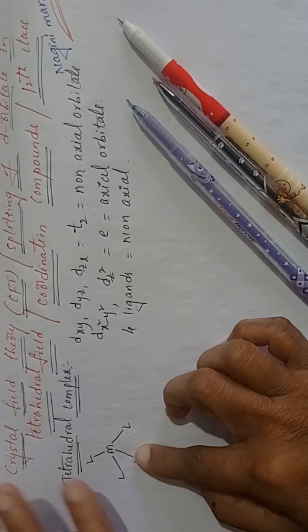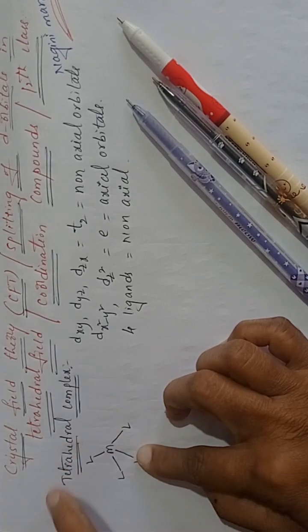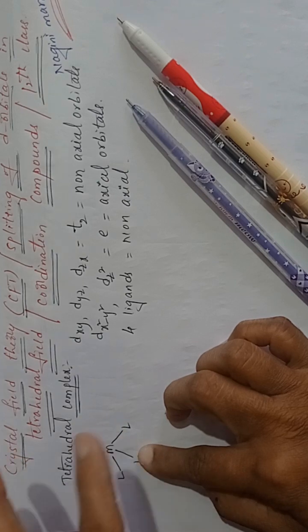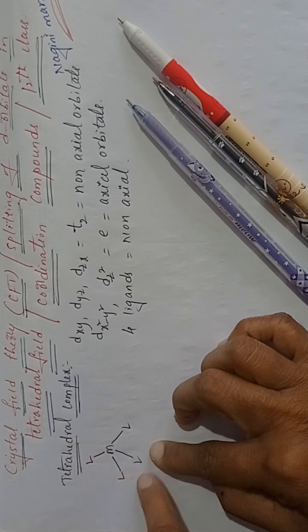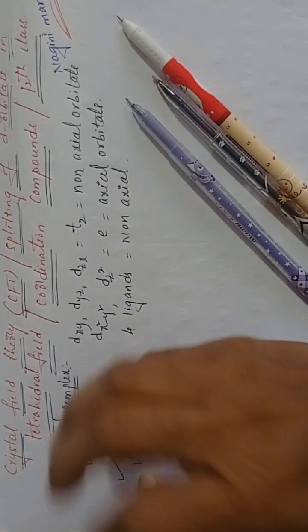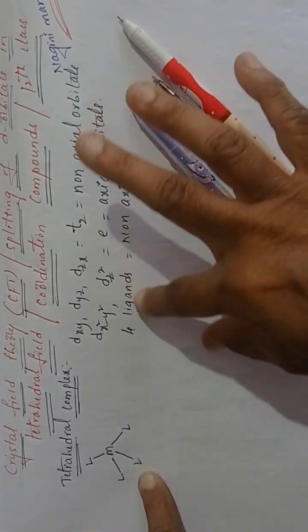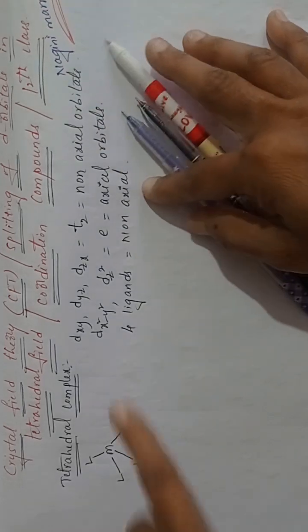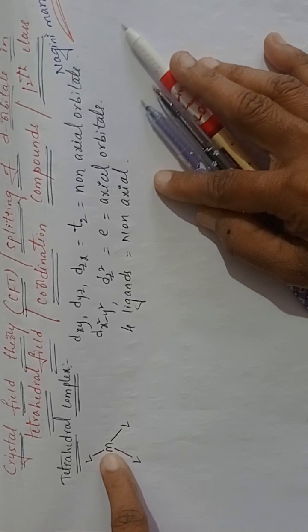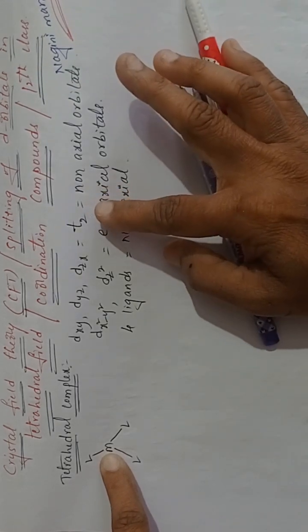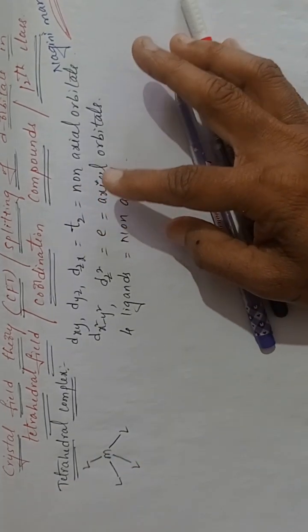Are you understanding? Axial means what? If all ligands are present along the Cartesian axis, then we call them axial. But here the 4 ligands are present in between the Cartesian axis, so that's why these 4 ligands are called non-axial. Now in the metal atom, in the d subshell, a total of 5 d orbitals will be there. I will show you.